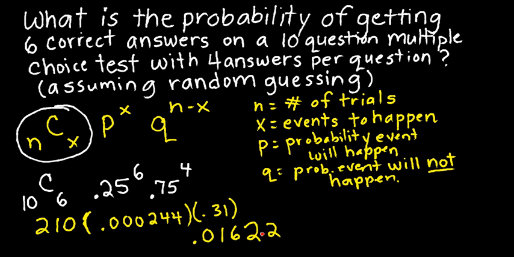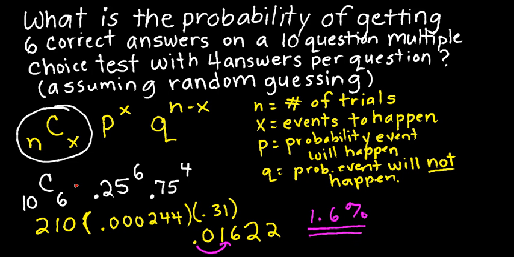You gotta be really careful about this and recognize that this answer right here is probability in decimal form. If I want it in percentage form, I need to move that decimal over, okay? And what I'd be talking about in a percent is roughly 1.6%. Pretty slim odds that I could guess 6 questions correctly out of 10.